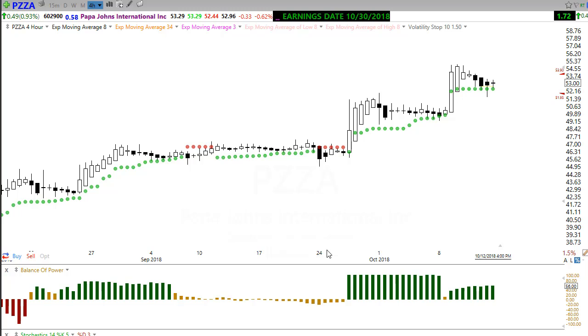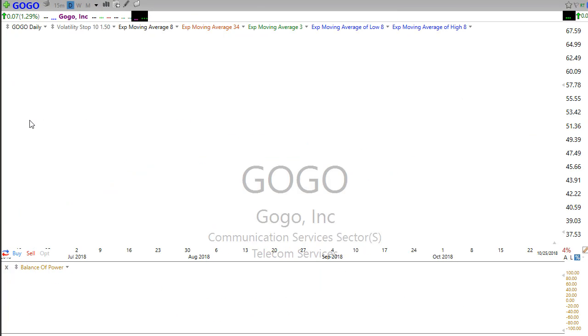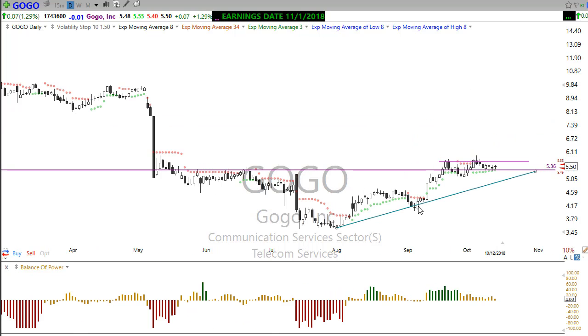So, you know, step one, if you're going to use a regular candlestick chart, is find a chart you like. Find a chart that makes sense. Find a chart that's trending. Find a chart that's doing something that you like. I brought up a chart on Friday. Go-Go.